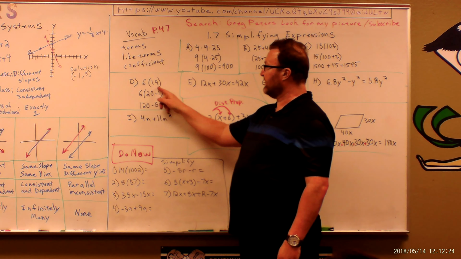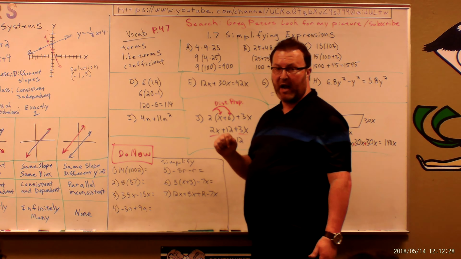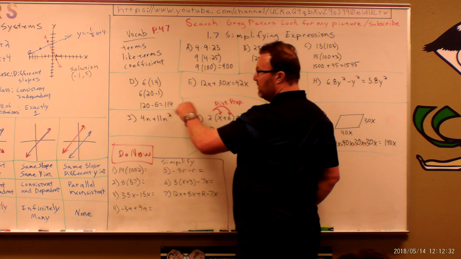So 6 times 19, 6 times 20, that's easy. 6 times 2 is 12. We add a 0, right? And then 6 times negative 1, negative 6. Solve the problem.